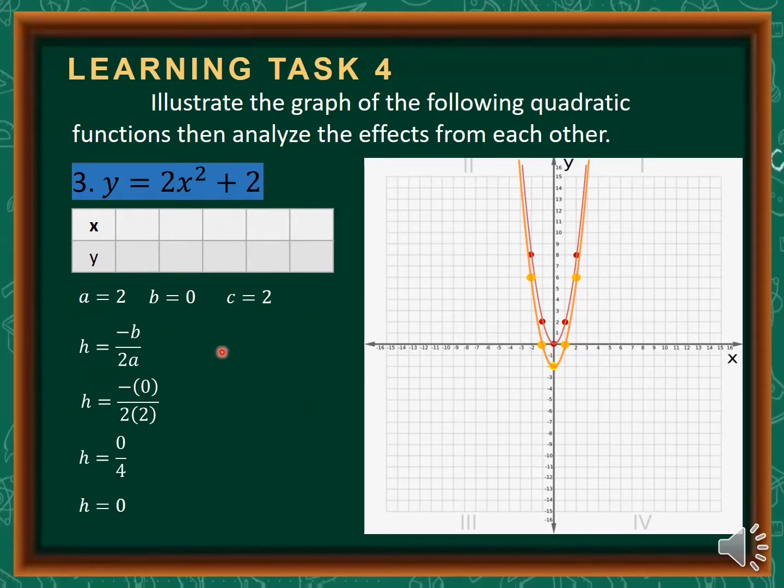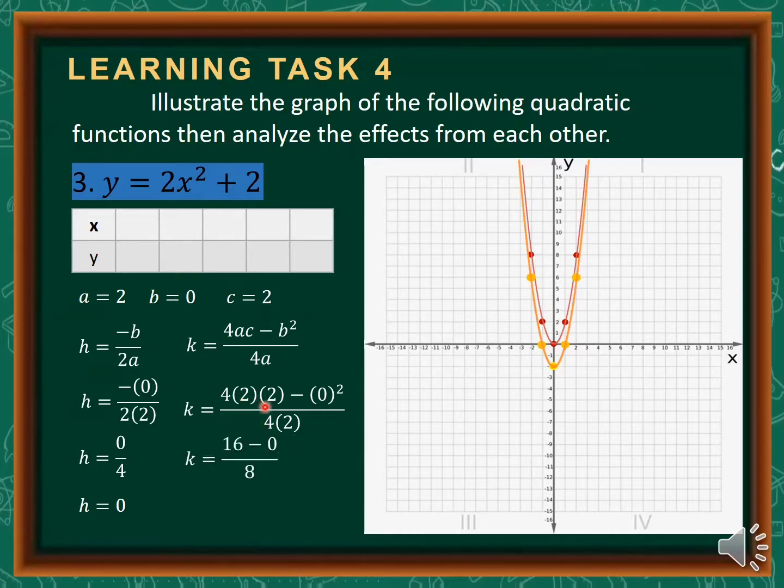Substituting, we have 2 times 2 times 0 squared, 4 times 2. Correct. 4 times 2 times 2, we have 8 times 2, 16. 16 minus 0, 4 times 2, that is 8. And 16 minus 0 is 16. 16 divided by 8, so our k is equal to 2. Since our vertex is equal to (0, 2), meaning the x coordinate is 0 while y is 2. So that is our vertex, (0, 2).